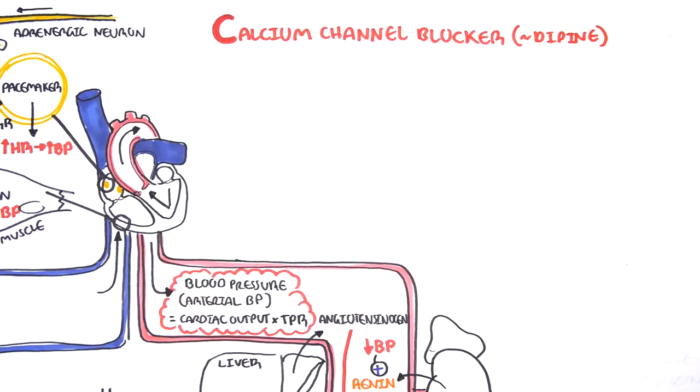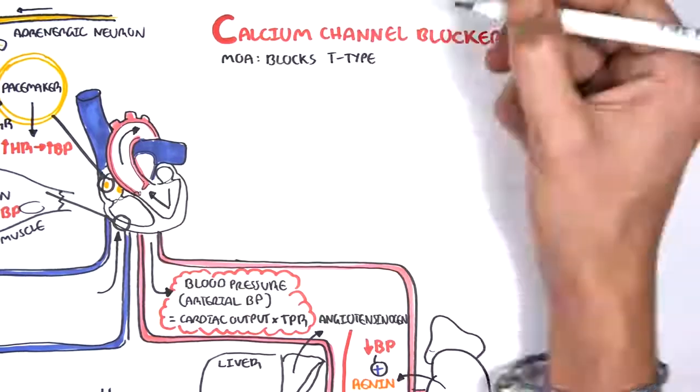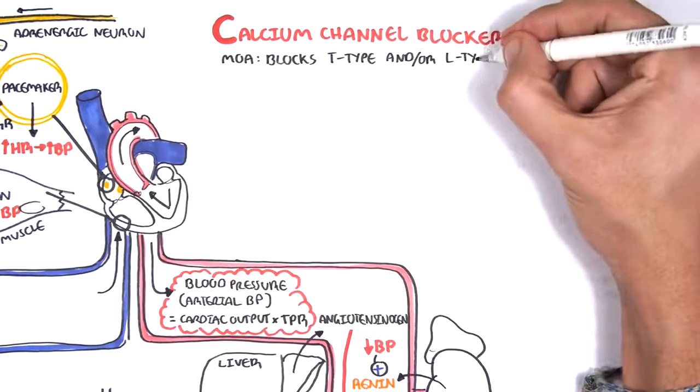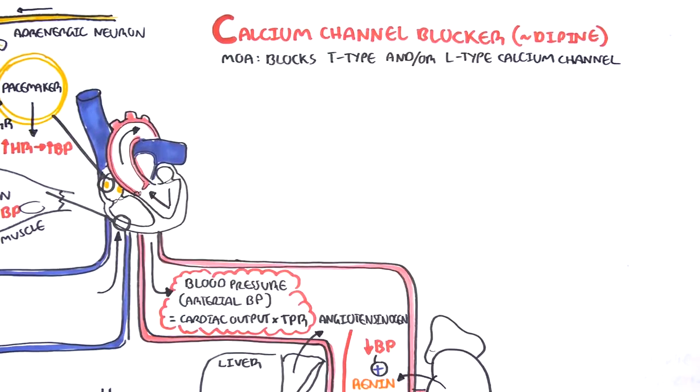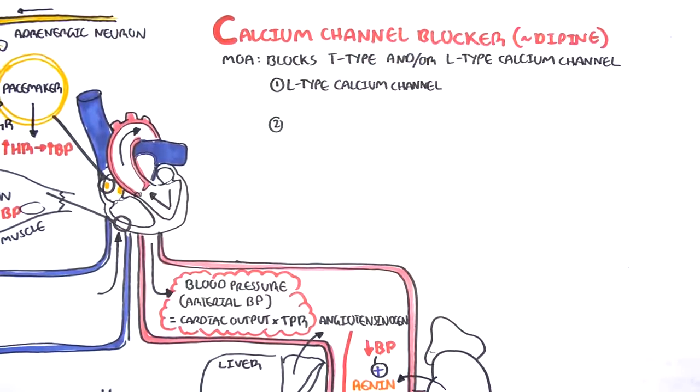When you think of calcium, think of muscle contraction. Think of excitability. Calcium channels are important channels in our body that allow the movement of calcium in and out of cells or cellular organelles. There are two main calcium channels we will talk about, the T-type calcium channels and the L-type calcium channels. What these drugs do, as the name suggests, is block calcium channels. More specifically, they block T-type calcium channels and/or L-type calcium channels. So there are L-type calcium channel blockers, T-type calcium channel blockers, or both.